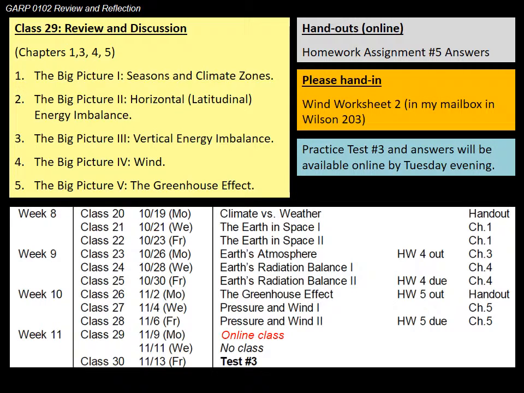So this class is called Review and Discussion. And here are our 5 topics. We want to think about big picture issues here. First of all, seasons and climate zones. Then we'll talk about the horizontal, also called latitudinal, energy imbalance. Then the vertical energy imbalance. Then we'll talk about wind. And then finally, the big picture about the greenhouse effect. So that's what we're going to try to do in this class. Let's jump right in.